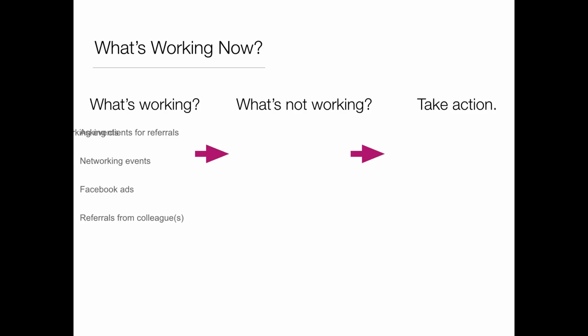And then once you decide what's working, you also want to decide what's not working, because we sometimes continue to do things that aren't necessarily working in our business, but we're just used to doing them. So maybe you're going to networking events all the time, but you're not getting leads. So they might not be the right networking events. So that's really important to identify.